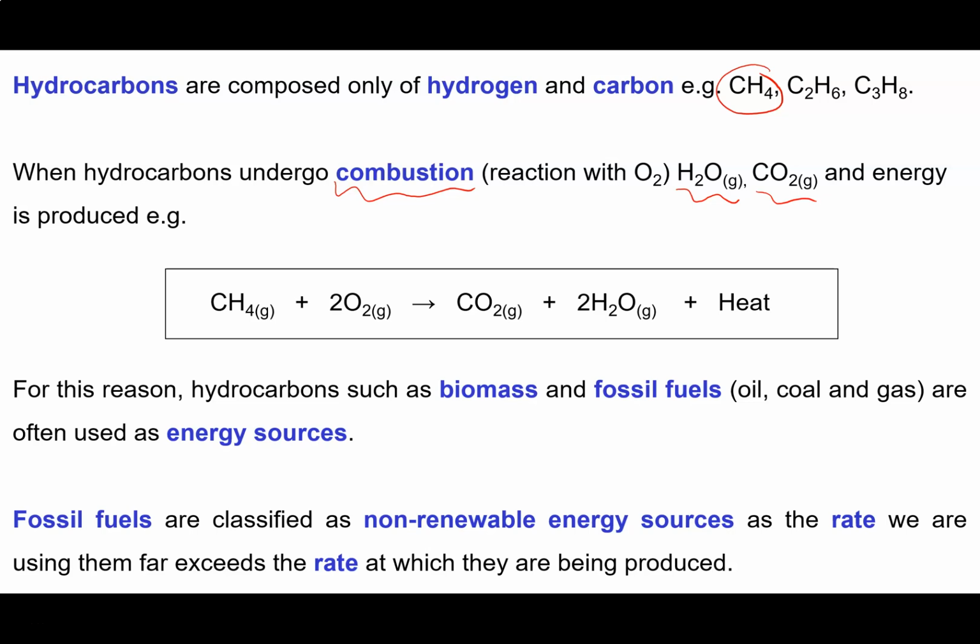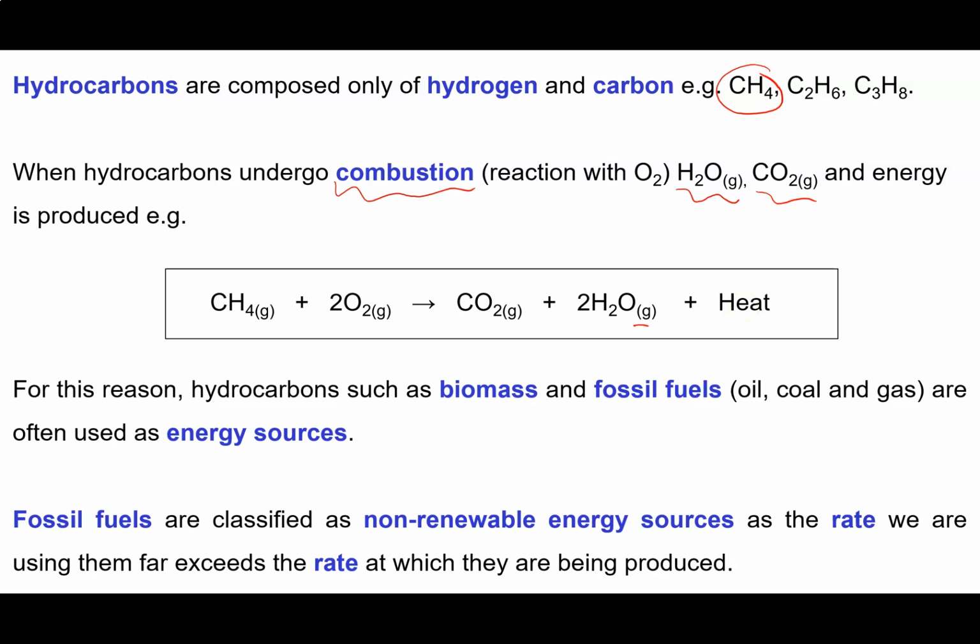So a good example of this is the combustion of methane, which is often referred to as natural gas. It's the type of gas that you might burn at home if you have gas at home. So 1 unit of methane reacts with 2 units of oxygen gas to produce 1 unit of CO2 gas and 2 units of gaseous water, steam, and a whole bunch of heat.